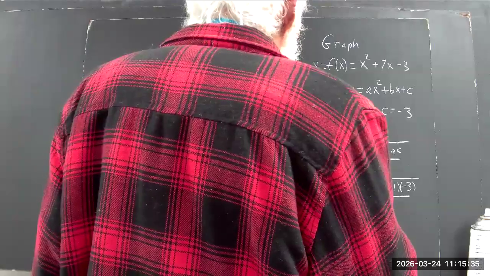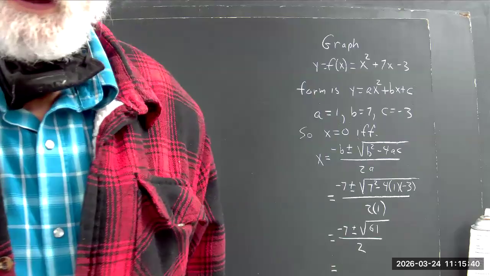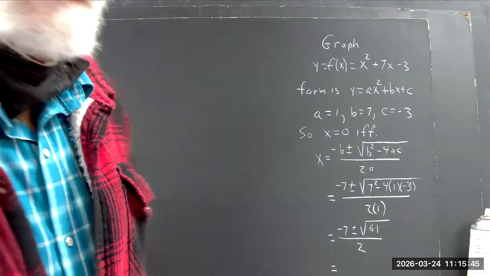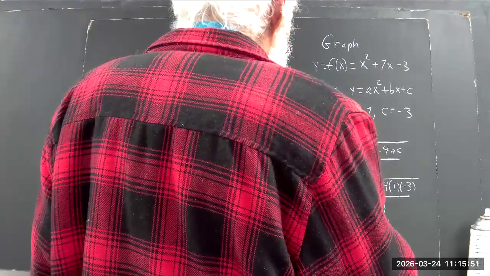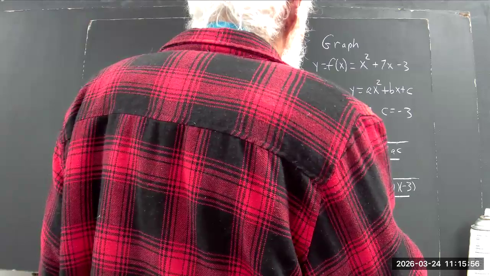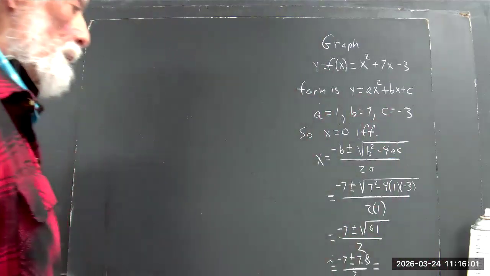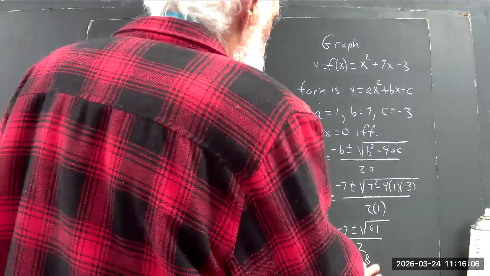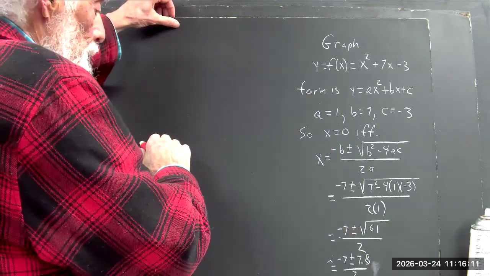Now at that stage, you're welcome to use a calculator to do the square root of 61. Okay, it's about 7.8, give or take a little. So we get -7 plus or minus 7.8 divided by 2. Okay, well, let's stop there because I'm running out of space and come up, start a new column.